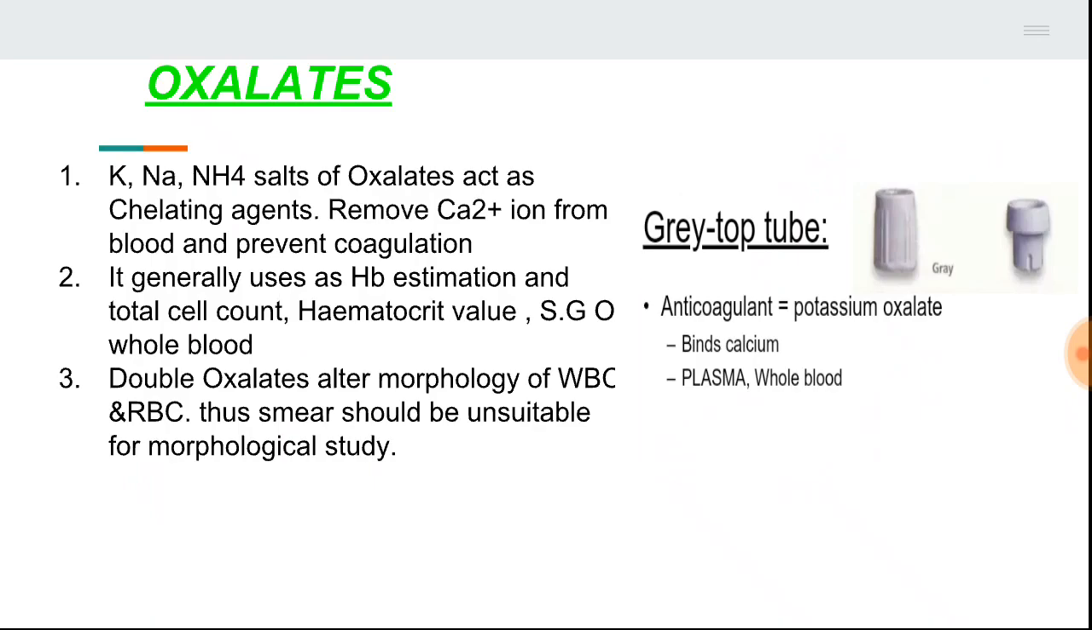Next comes oxalate. It is the potassium, sodium, or ammonium salt of oxalate that acts as a chelating agent and removes the calcium ion from the blood, which prevents the coagulation of blood. It is generally used for hemoglobin estimation, total cell count, hematocrit value, etc. Double oxalates alter the morphology of the WBC and RBC, so the smear should not be used for morphological study.